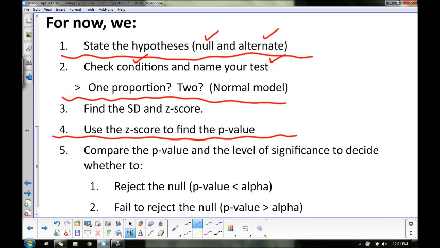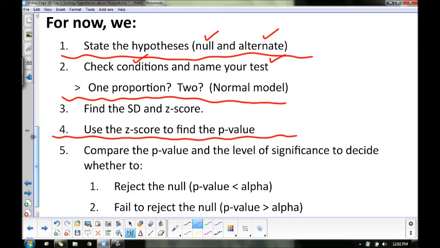So it's extremely important to me that you either remember the four-square approach and what goes into each of the squares, or you remember this five-step procedure. Did you state your hypotheses, check your conditions and name your test? Did you show all your work to find the standard deviation and z-score, and then use the z-score to find the appropriate p-value? And then in your conclusion, did you tie your p-value to your alpha to make the decision whether or not you reject or fail to reject the null?